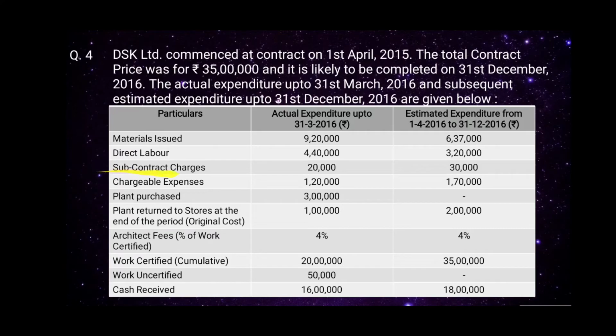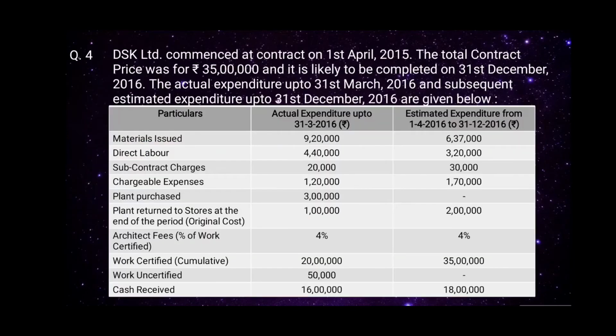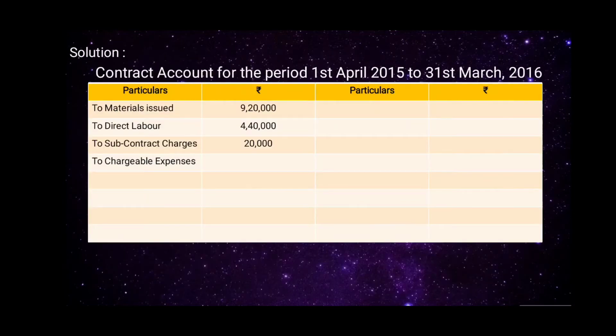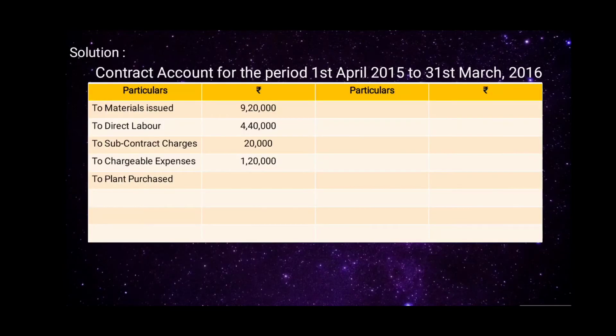Next, subcontract charges amount is 20,000. So we'll record it on the debit side. To subcontract charges amount is 20,000. Next, chargeable expenses amount is 1,20,000. So to chargeable expenses amount will be 1,20,000. Next, plant purchased amount is 3 lakh. To plant purchased amount will be 3 lakh.